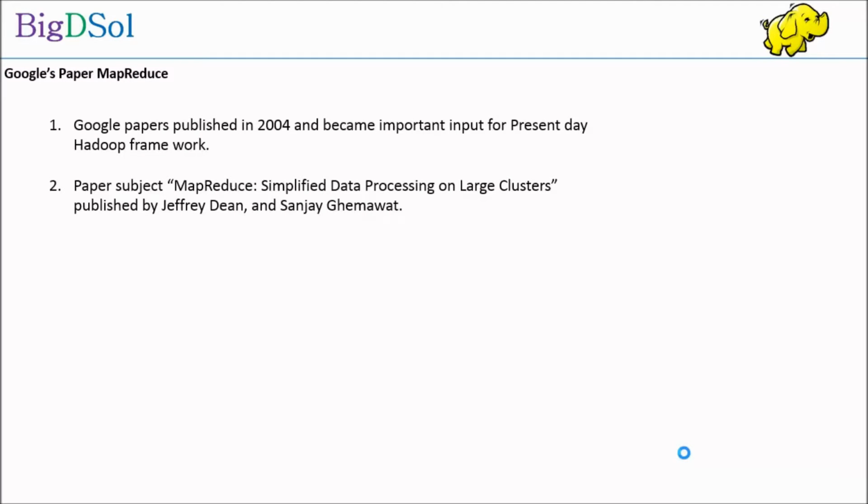Let us spend one minute on a quick overview of the mother of Hadoop MapReduce, the Google white paper on MapReduce. After finishing this video I would encourage you to download the white paper from the Google research site. The paper was published in 2004 with the title MapReduce: Simplified Data Processing on Large Clusters, by Jeffrey Dean and Sanjay Ghemawat.